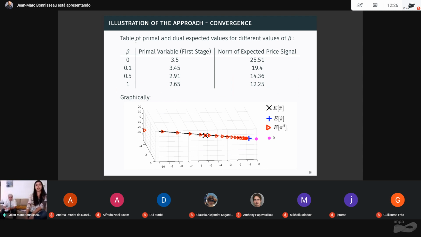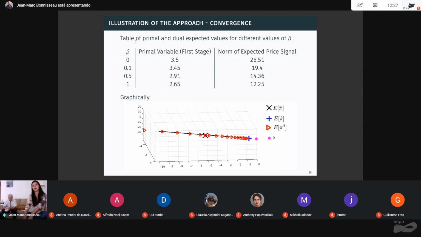When we solve the regularized problem for beta equals 1, 0.5, and 0.1, we approximate another Lagrange multiplier with norm close to 19.4. We see in the graph that the black line represents the set of Lagrange multipliers. The X in black represents the expected value of the Lagrange multiplier when we solve the original problem.